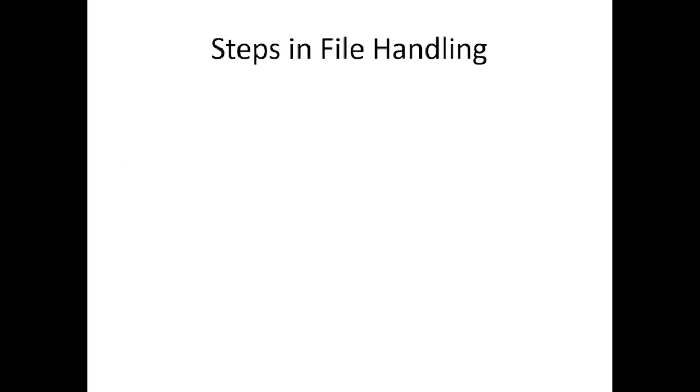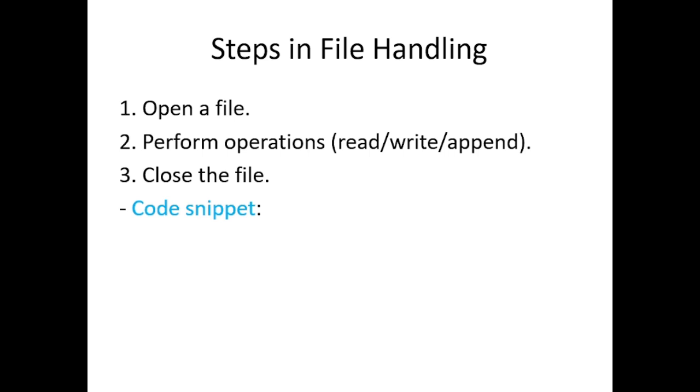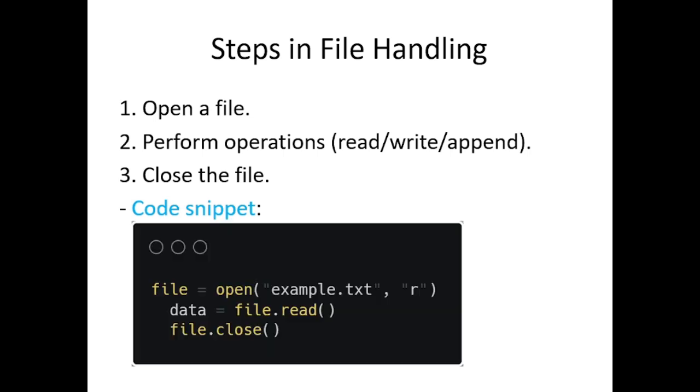Now let us see the various steps involved in file handling. There are basically three steps. We start with opening a file, then we perform operations like read, write or append, and after that we close the file. Now let's see a code snippet for this. In this code we have written file equals open, example.txt, comma, r. Here open is an inbuilt function, example.txt is the name of the file that we want to open, and r is a mode.